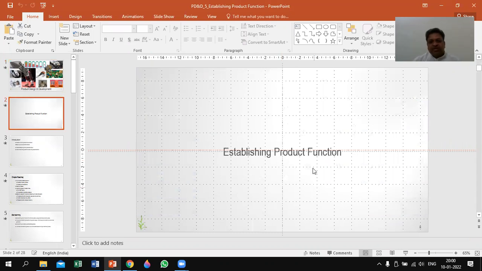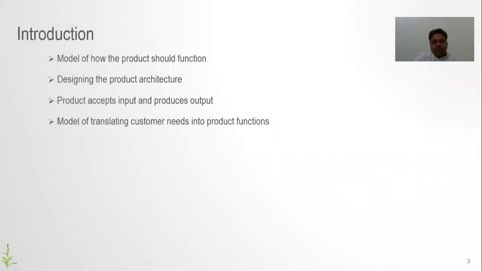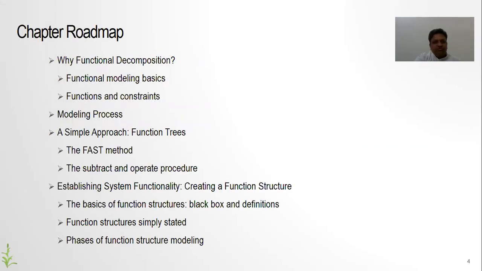The next topic will be establishing the product function. A model of how the product should function, designing the product architecture, the product accepts input and produces output, a model of translating customer needs into product functions. So in this chapter, we will learn why functional decomposition, functional modeling basics, functions and constraints, modeling processes, a simple approach, function trees, the fast method, the subtract and operate procedure, establishing system functionality, creating a function structure, the basic function structure, black box and definitions, function structure simply stated, and phases of function structure modeling.